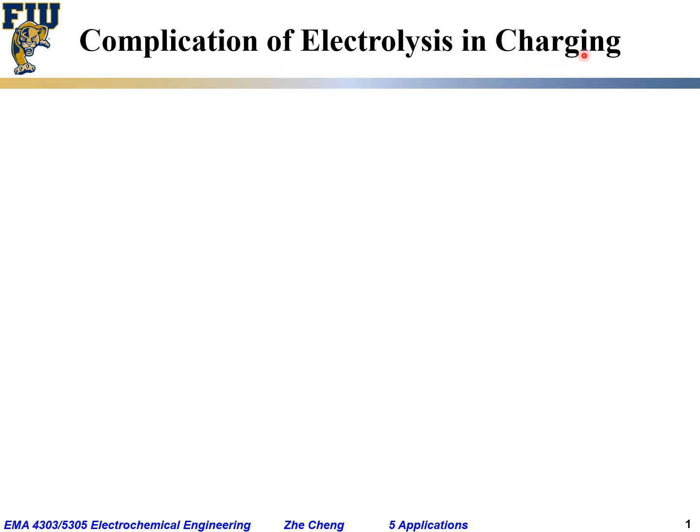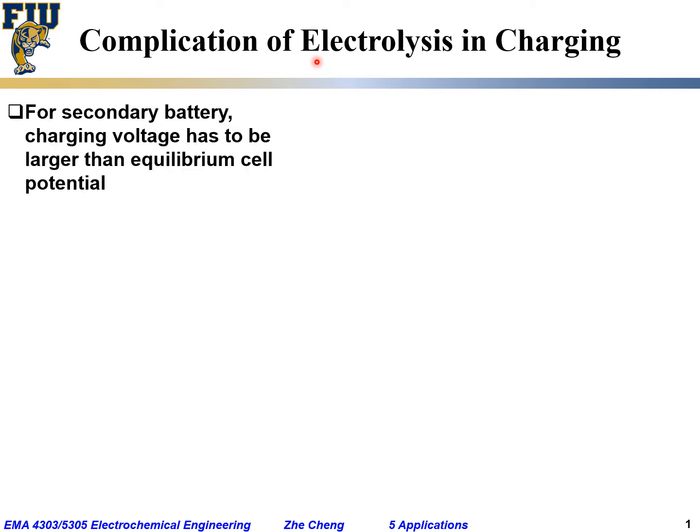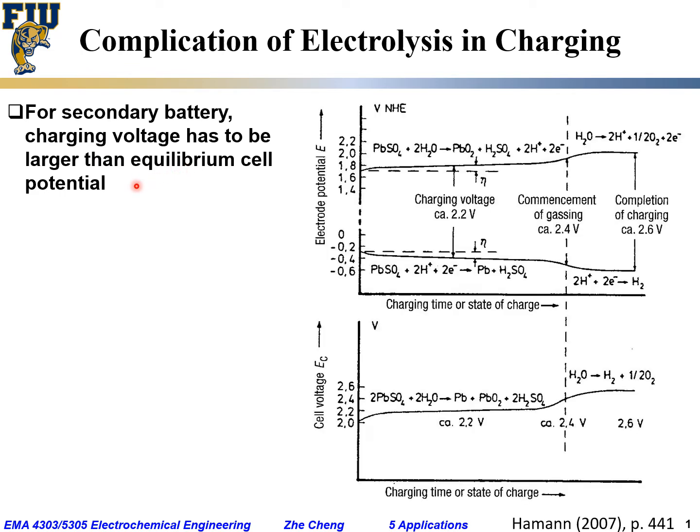In battery charging, one complication that comes up very often is so-called electrolysis, especially of the electrolyte material. For a secondary battery, the charging voltage, as we learned, has to be larger than equilibrium in order to drive the current in reverse direction.